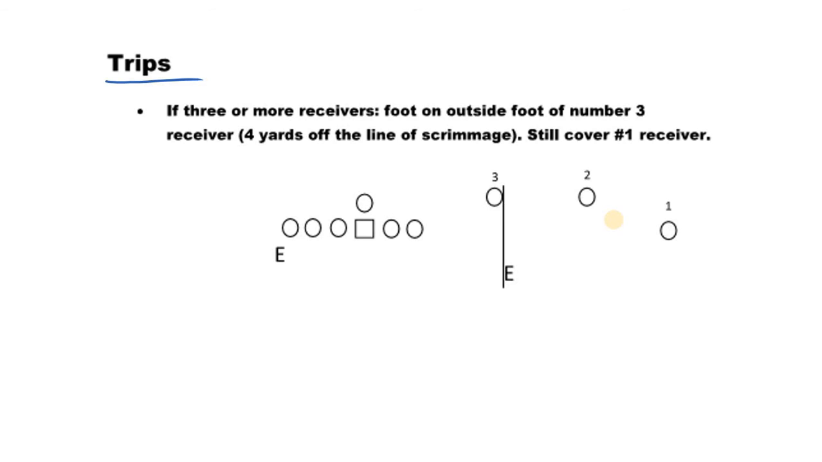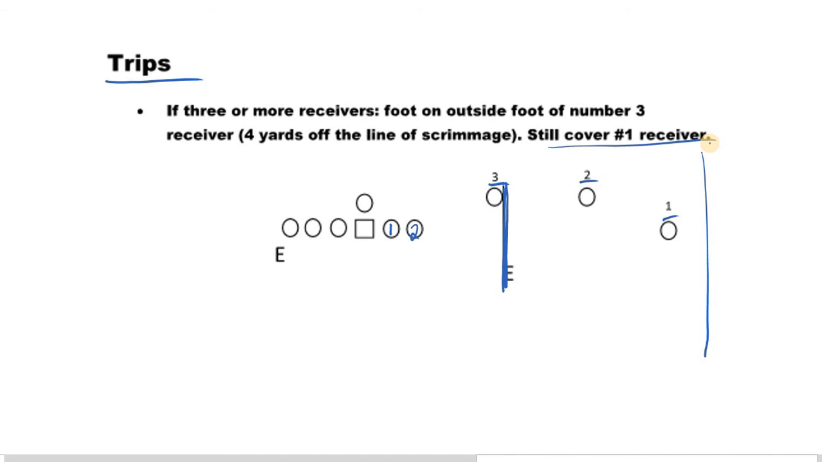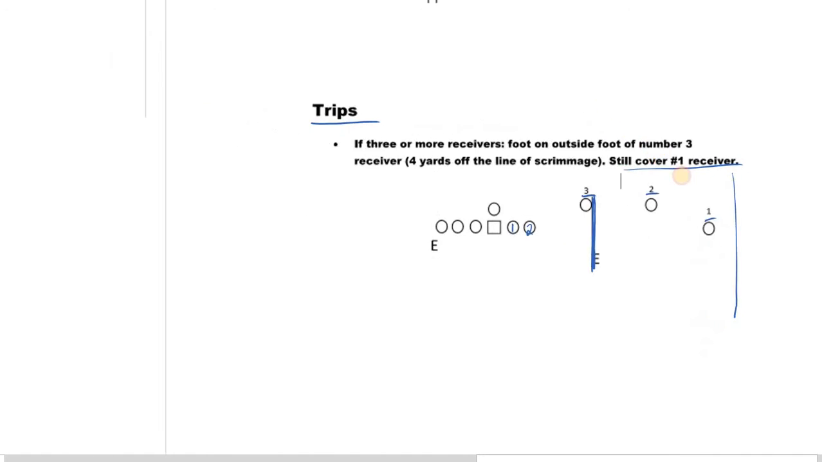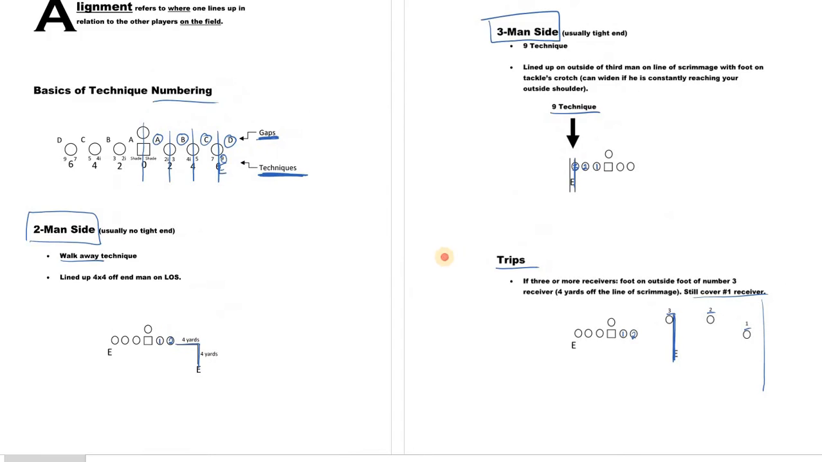When you have trips, so if this end were on this side, he has 1 man, 2 men, so he is not on the line. He would normally be in walk away, 4 by 4. However, because there are trips and we start counting receivers from the sideline, so it's number 1 receiver, number 2 receiver, and number 3 receiver, we are outside of the number 3 receiver. Our responsibility still hasn't changed. We still have number 1, but we'll get to that on the responsibility pages of this booklet.